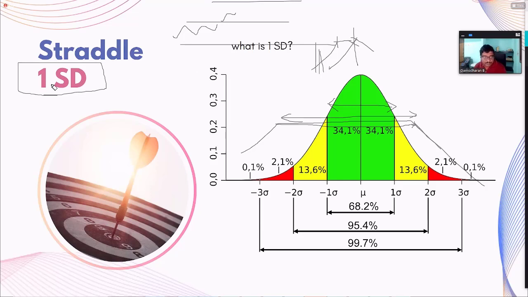So 1 SD means that whenever you are holding your position within 1 SD, there is a possibility of 68% profit in your trade. Let's assume that you do 100 trades, then mostly in 68% of the trades you will be making good money. That is what standard deviation says.